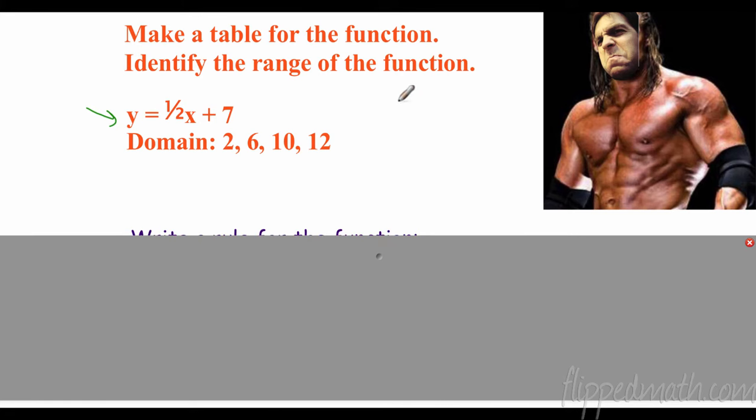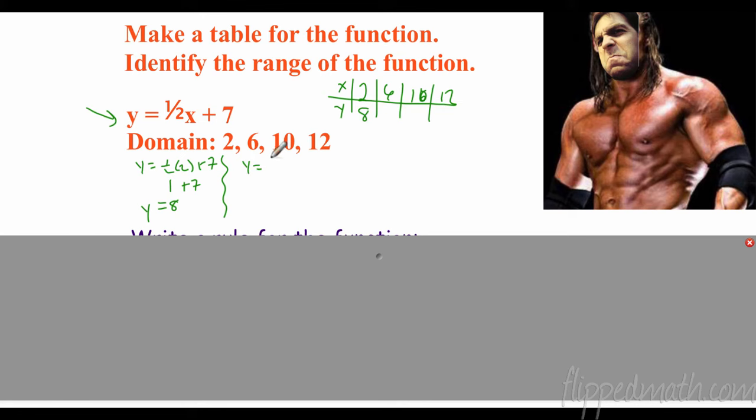So let's try this here. So first of all, we need a table. So let's make a table here, x and y. Our domain, our possible x's are 2, 6, 10, and 12. So we need to find our possible y's. So the first one I'm going to input is 2. So y equals 1 half of 2 plus 7. 1 half of 2 is 1. Plus 7 is 8. So y equals 8. So the input 2 goes to the output 8.